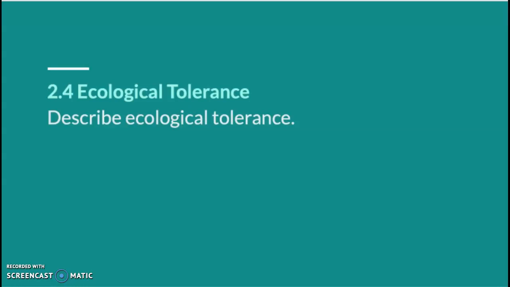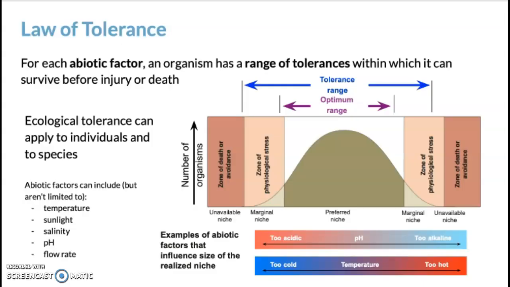Topic 2.4, Ecological Tolerance. We should be able to describe the concept of ecological tolerance. The law of tolerance states that for each abiotic factor, an organism has a range of tolerances within which it can survive before either injury or death. This can apply to either individuals or to a species as a whole.